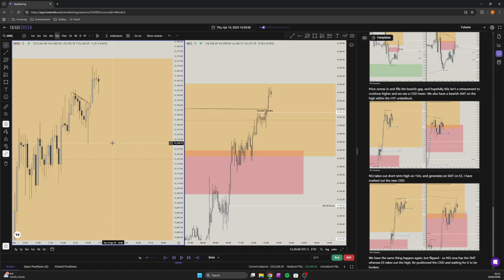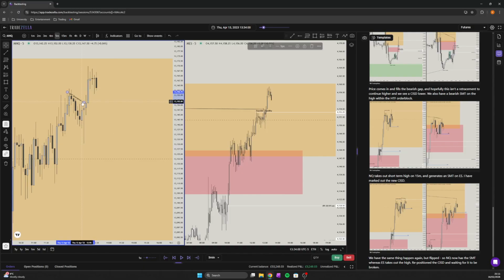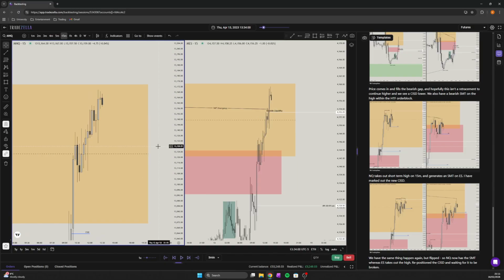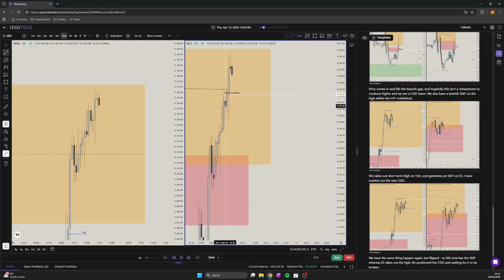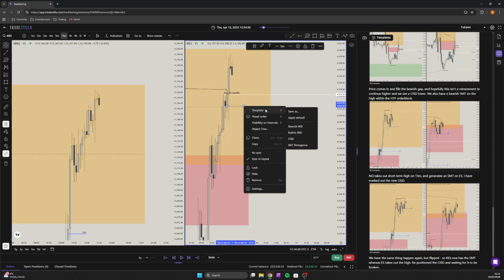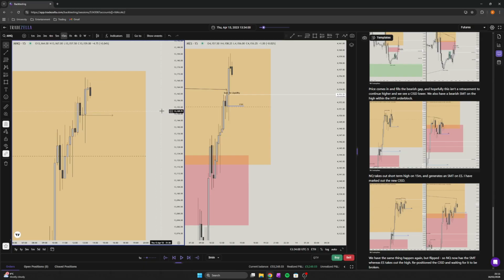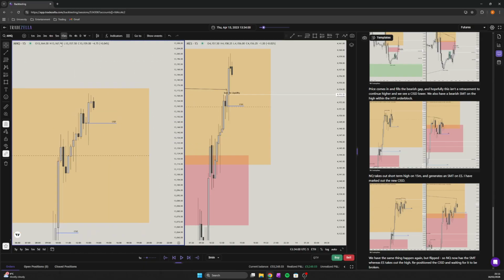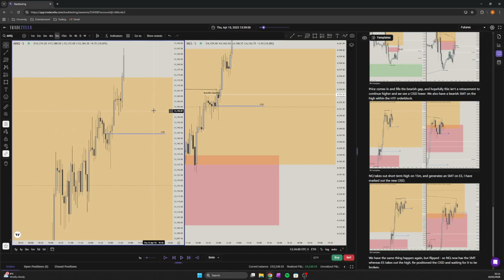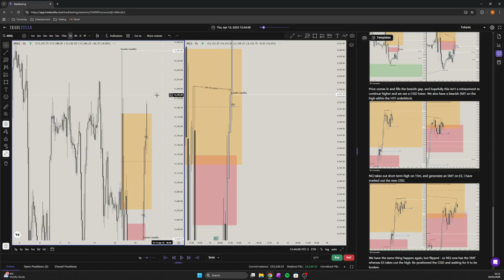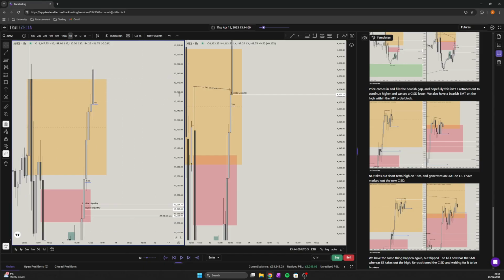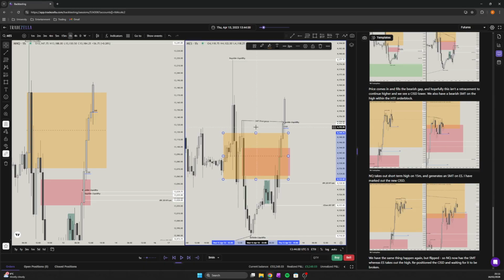I don't really like what's going on here. Just sitting patient and waiting for a change in the state delivery. If nothing happens, then that's completely fine. This would literally just be a day where I would either flip bias and get greedy, or just not take the trade. Yeah. Wow. Okay. This is weird. So this SMT gets voided.